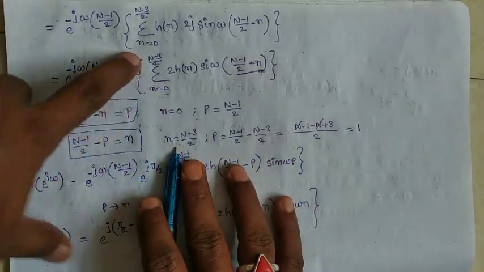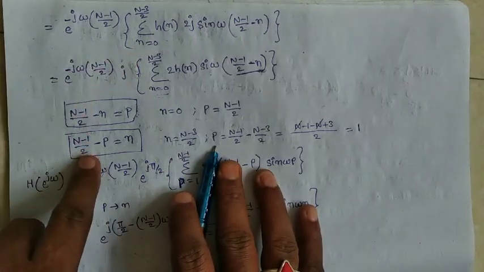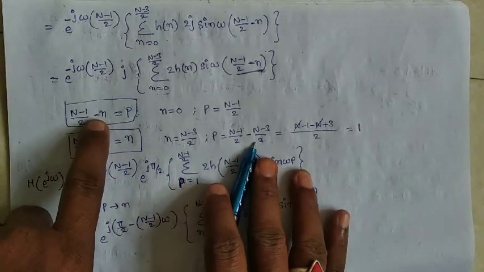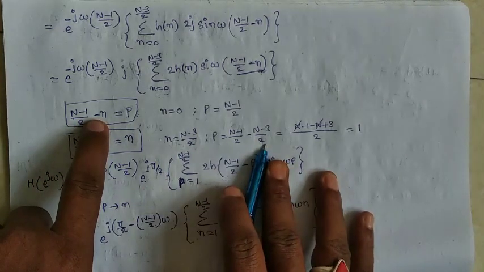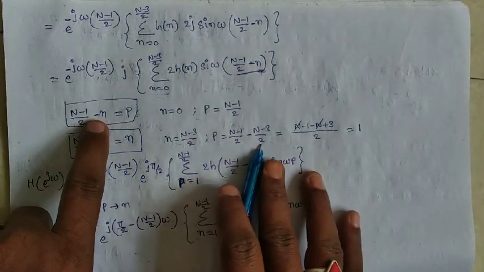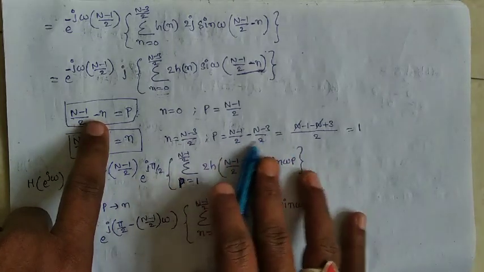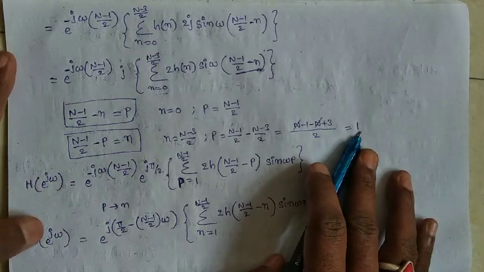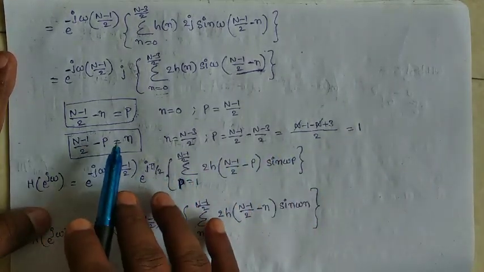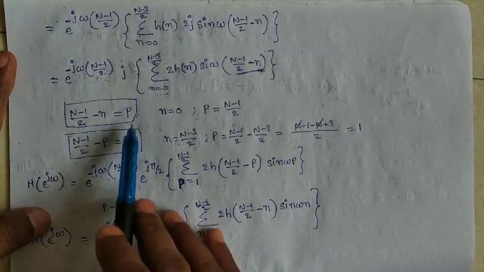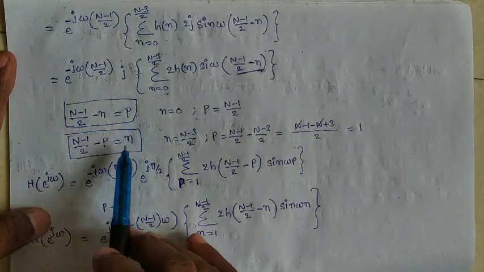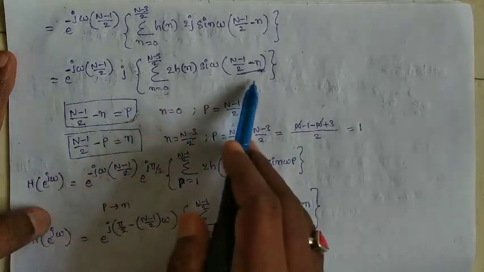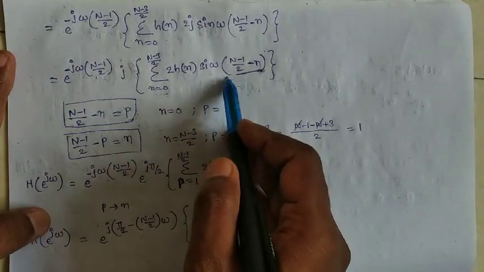Similarly, n is equal to (N minus 3)/2. The p value is what? P is (N minus 1)/2 minus the n value, which is (N minus 3)/2. Simplifying this, we get the value 1. P value is 1. Now we are substituting this value of p, substituting (N minus 1)/2 minus n equal to p, and putting all those values in the above equation.